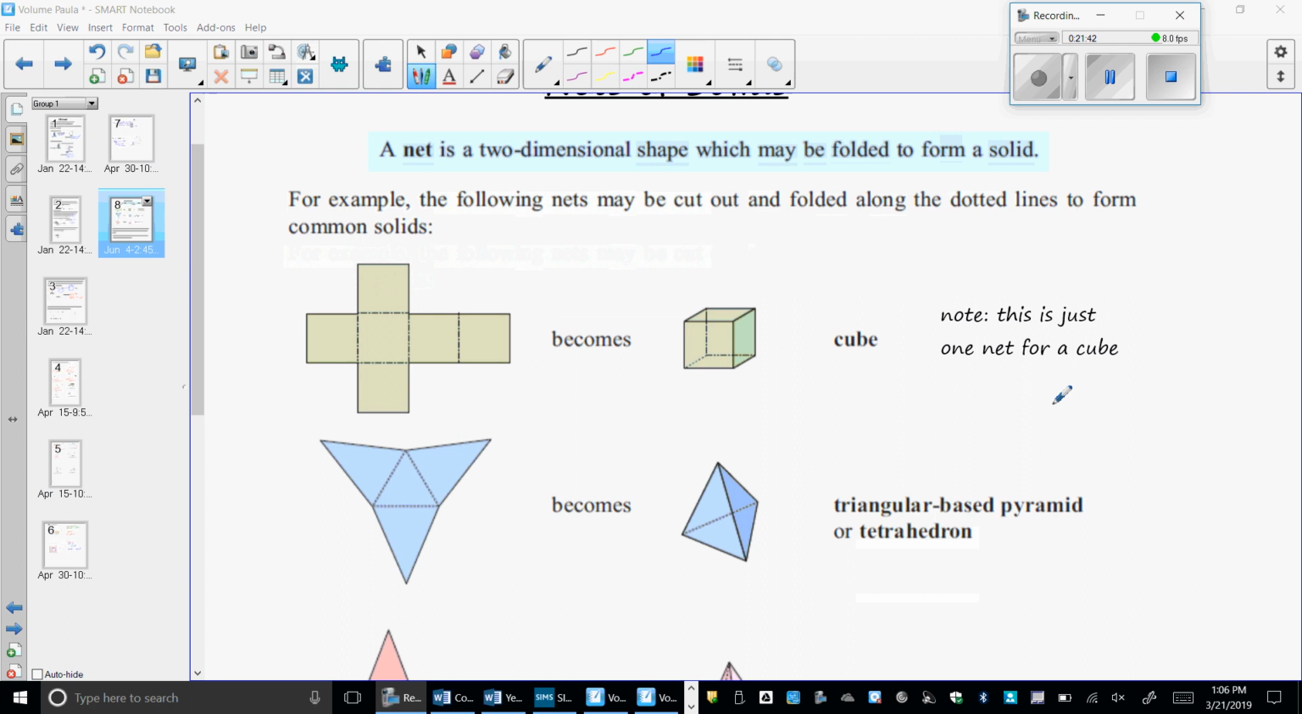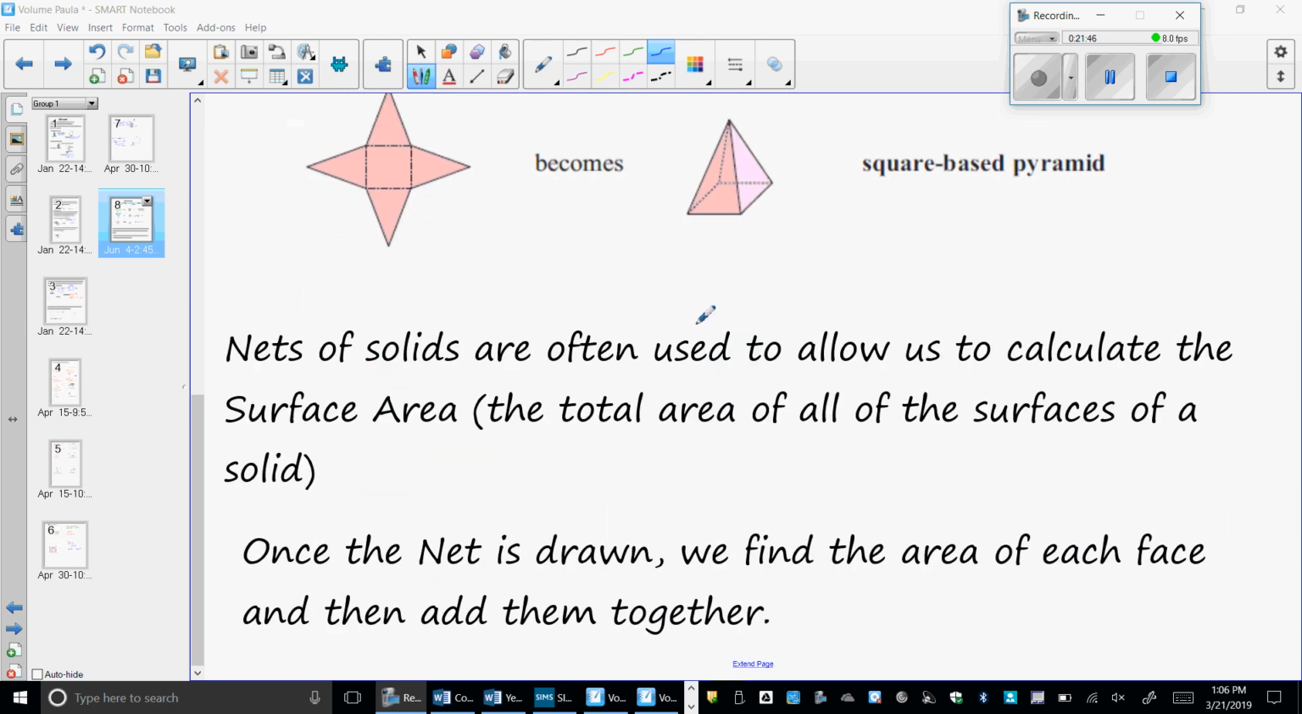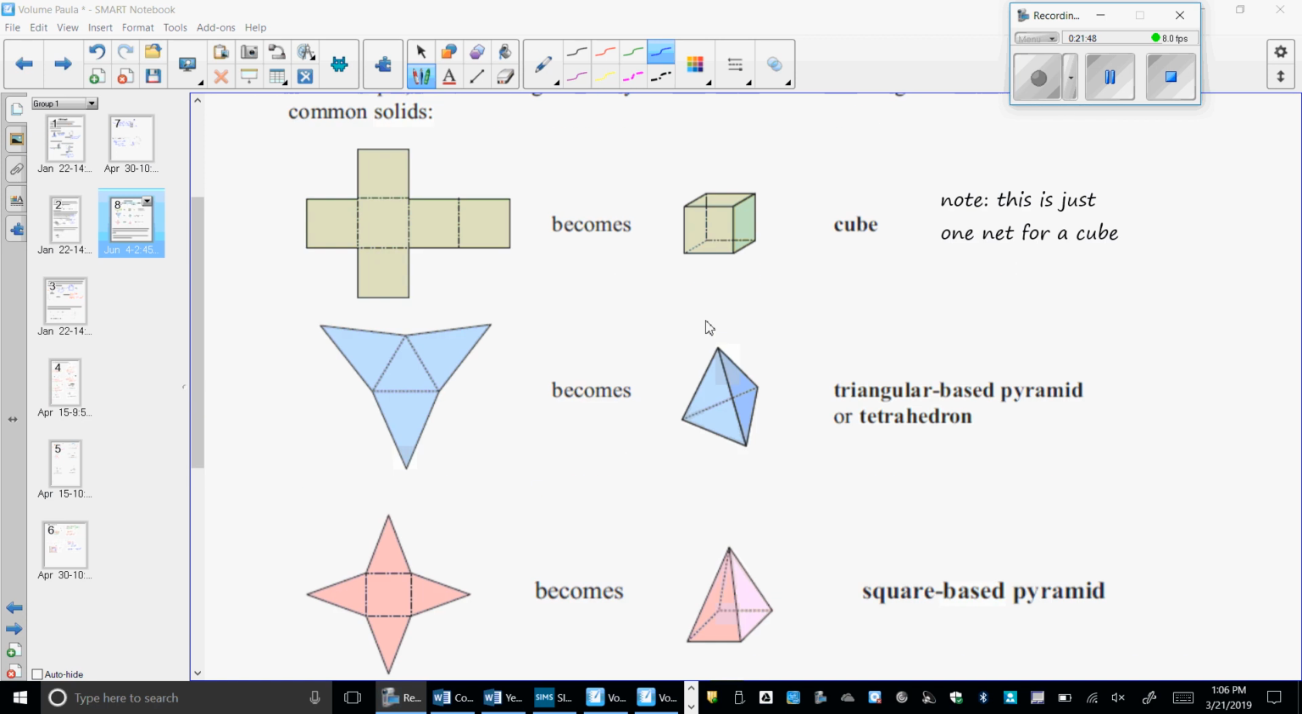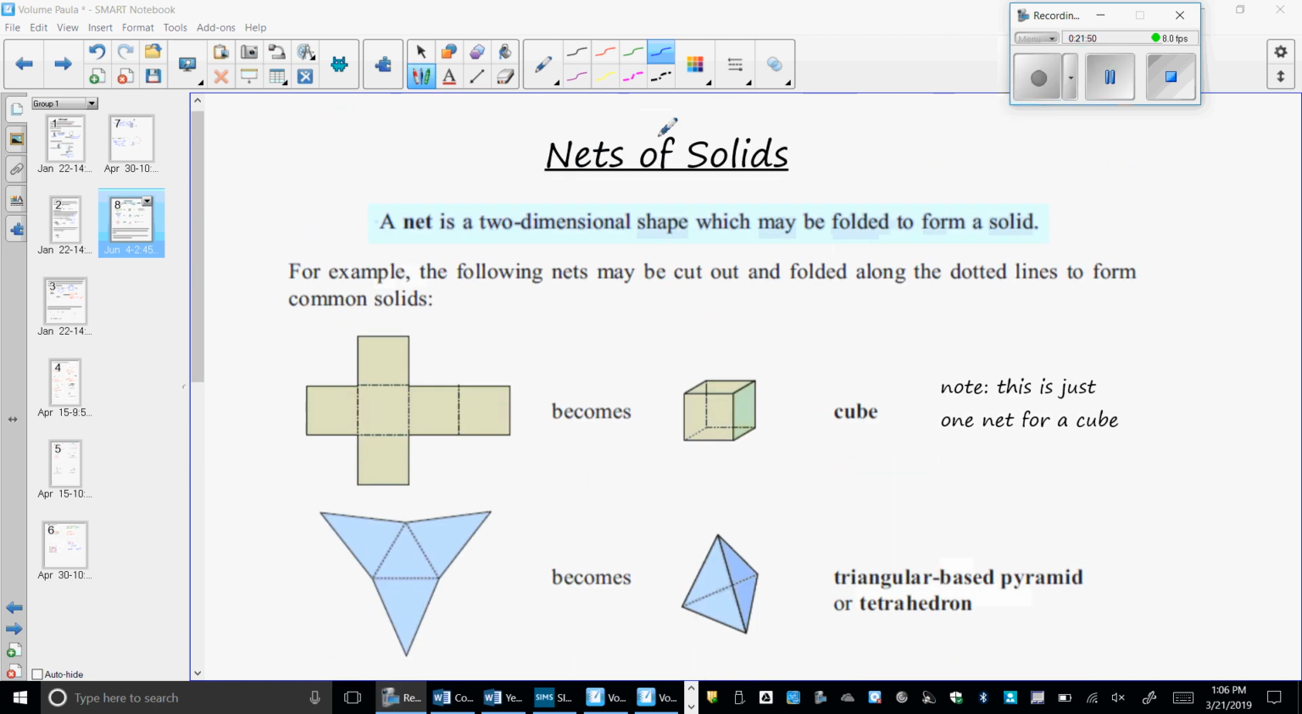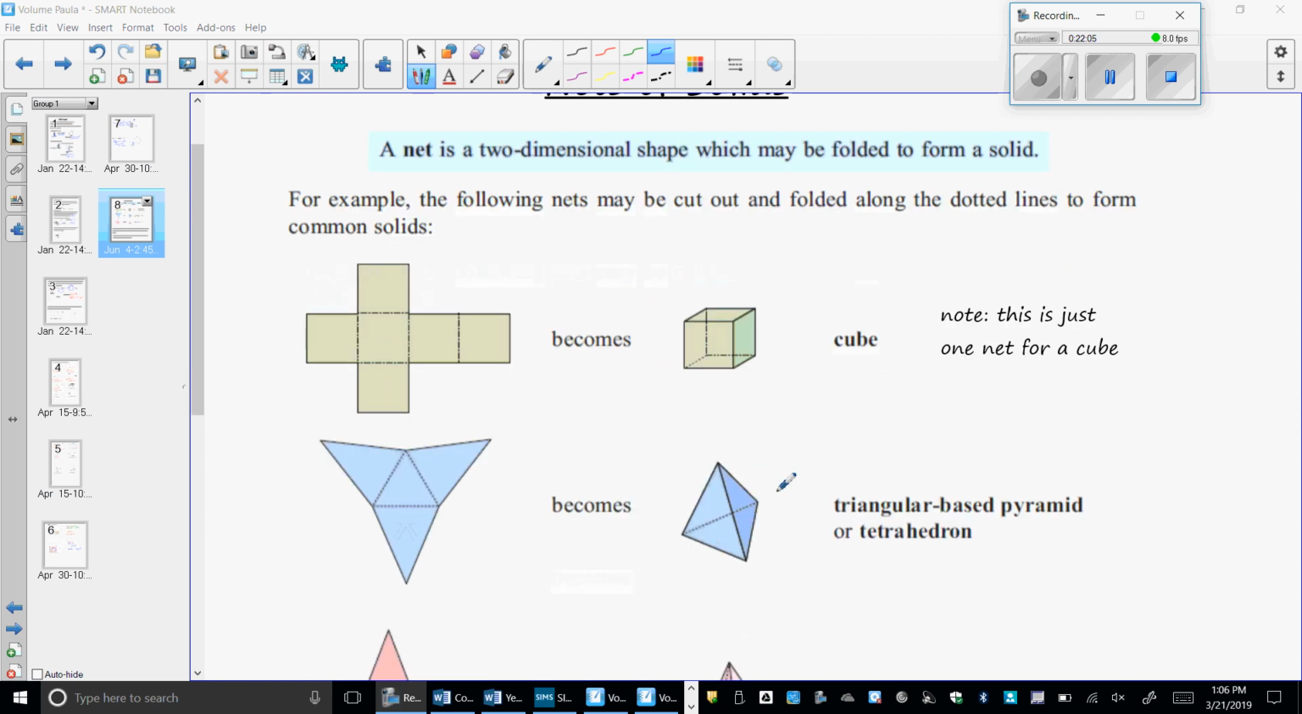Now, I know nets is on here. I'm actually going to leave that for now, and if when I get back we want to look at them, we will. But I left it on here just so you can have a look. Net just means the opening out of a solid shape. So if this was your solid, we could open it out to be this, and it enables us to find what we call the surface area.